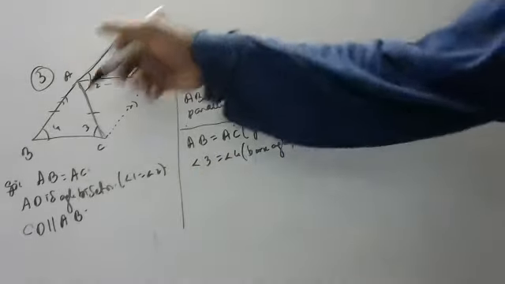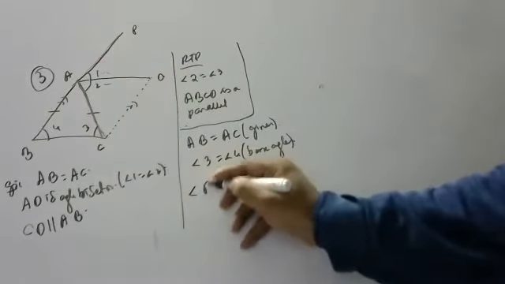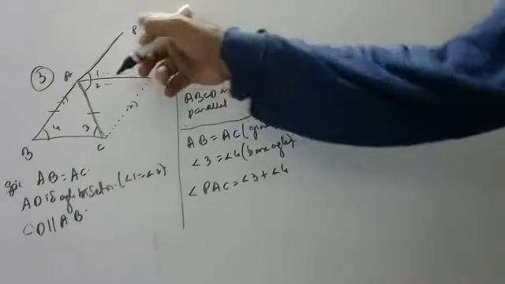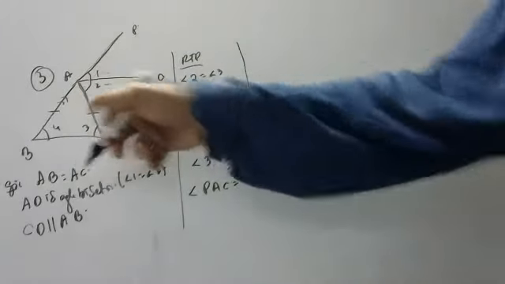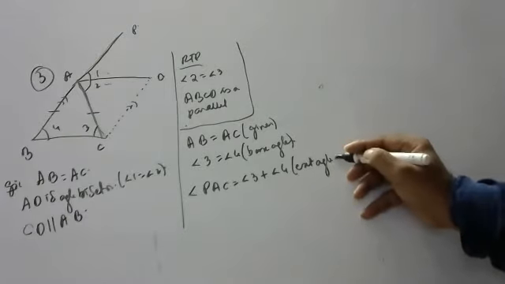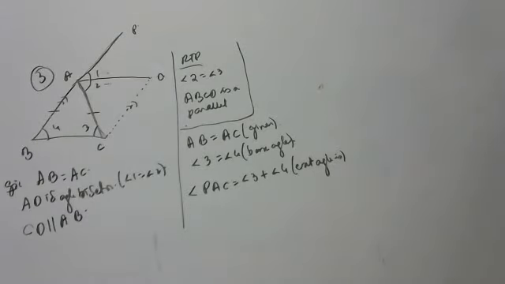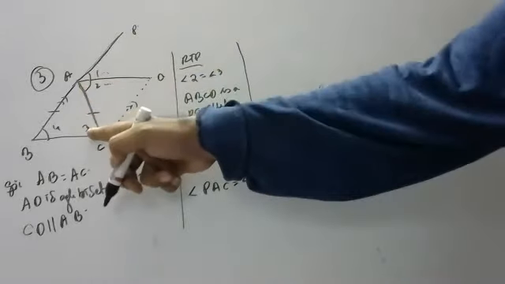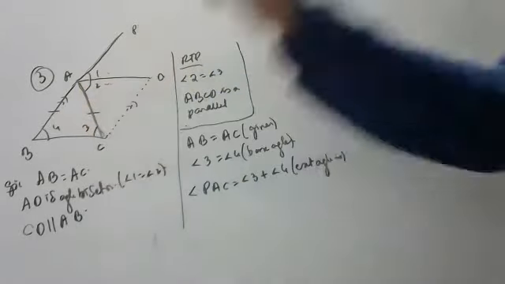And can I say angle PAC is equal to angle 3 plus angle 4? Can anyone say why? Sir, exterior angle of a triangle. Exterior angle is equal to the sum of interior opposite angles.